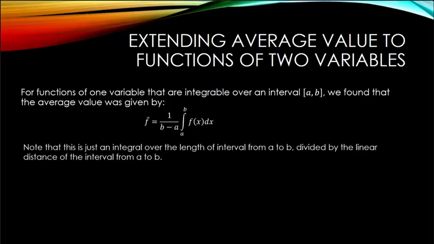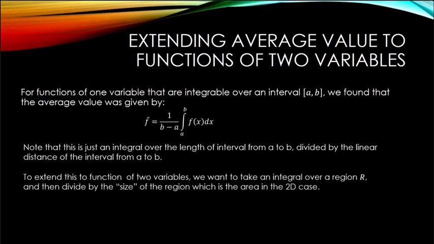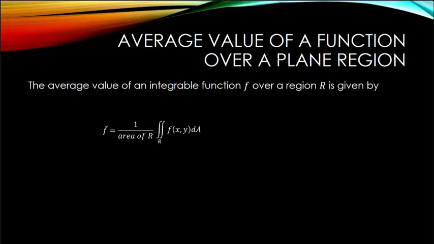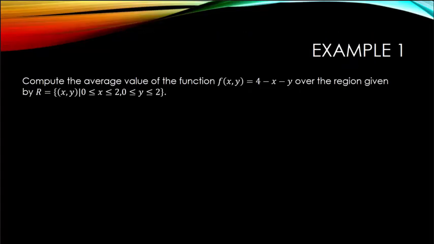And you'll notice that this is just an integral over the length of the interval from a to b divided by the linear distance of the interval from a to b. In order to extend this to a function of two variables, I take an integral over a region R and then divide by the size of the region, which is the area in a 2D case, so that the average value of an integrable function f over a region R is given by the average value of the function is equal to 1 over the area of the region times the double integral over the region of f of xy dA. So let's work an example.